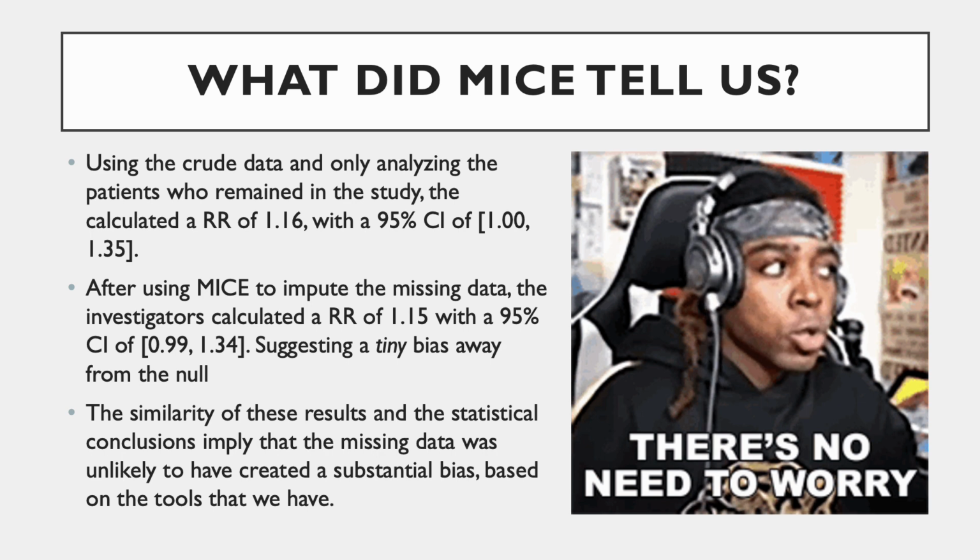So using the crude data and only analyzing the patients who stayed in the study, the authors found that the relative risk was 1.16, with a 95% confidence interval of 1 to 1.35. Now, after they used MICE to impute the missing data, the investigators recalculated those estimates and found a relative risk of 1.15 and a 95% confidence interval of 0.99 to 1.34. Now, the fact that the estimates in both cases were almost identical is really reassuring that the study did not have significant selection bias due to the differential loss to follow-up.